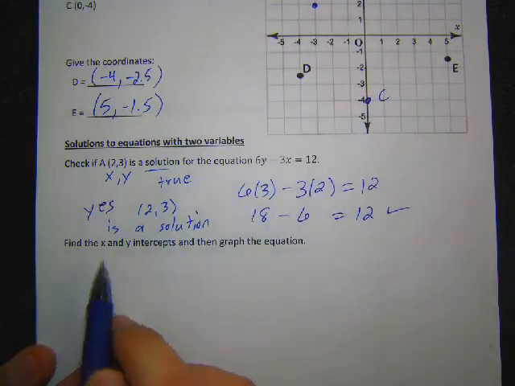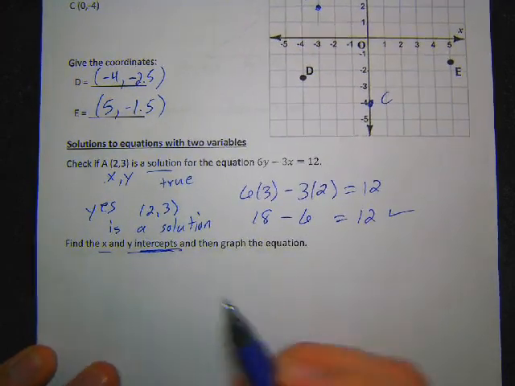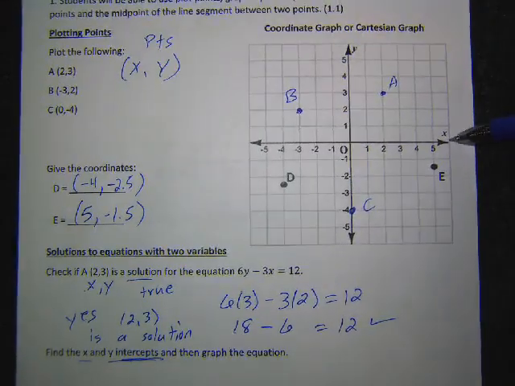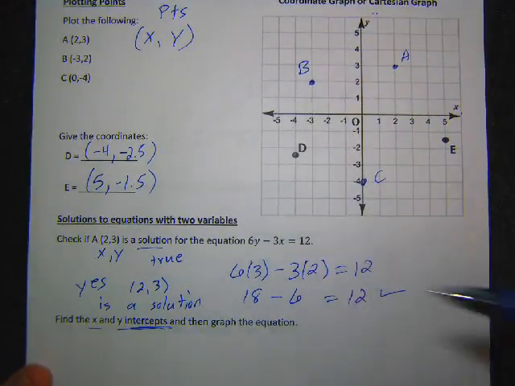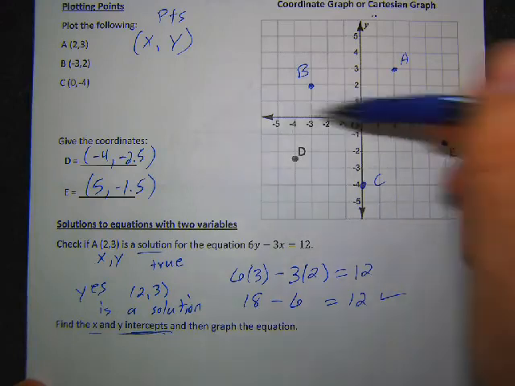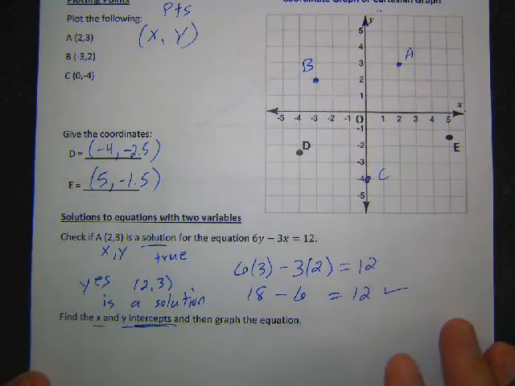Now we also want to, on this one, find the x and y intercepts. Intercepts are important. Intercepts are where you cross the x-axis or the y-axis. If I drew this line, I would want to find out where it is going to cross this x-axis and where it is going to cross this y-axis. Those are important points. They're usually nice things to find.